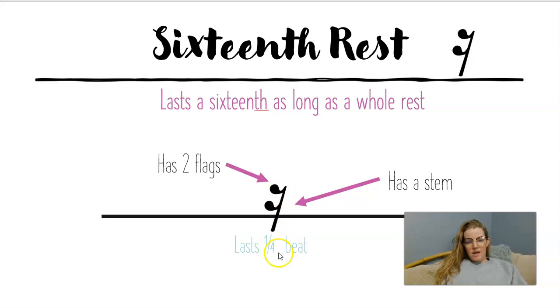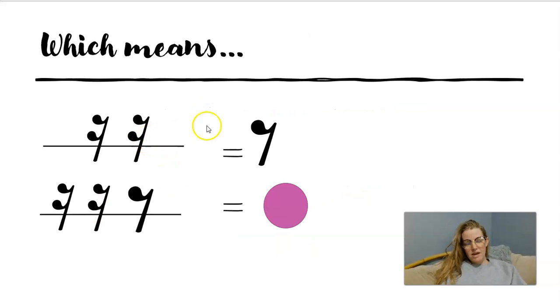Has a stem here, and again it lasts a quarter of a beat, or 16th as long as a whole rest. So thinking similarly in the way our patterns go, 2 16th rests equals 1 8th rest. So what does 2 16th rests plus 1 8th rest equal? Well, if we know 2 16th rests equal an 8th rest, we can assume here that this is an 8th rest plus an 8th rest. What does 2 8th rests equal? 1 quarter rest, or 1 whole beat.